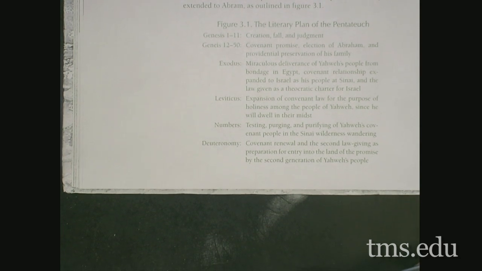And then in Exodus, the emphasis is upon the deliverance of Yahweh's people from bondage in Egypt and a covenant relationship expanded to Israel as his people at Sinai, and the law given as the theocratic charter for Israel. Leviticus is an expansion of the covenantal law for the purpose of holiness among the people of Yahweh, since he will dwell in their midst.